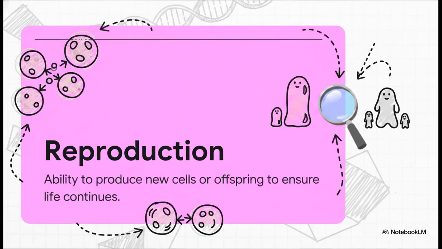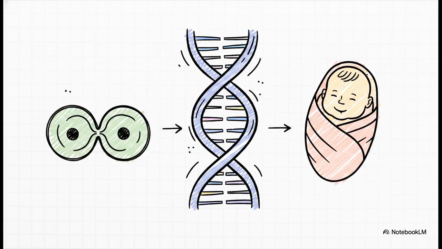To keep the story going, we need reproduction. Producing new cells or offspring ensures life actually continues. A single cell dividing or a baby inheriting its parents' DNA, that's life passing the baton forward.